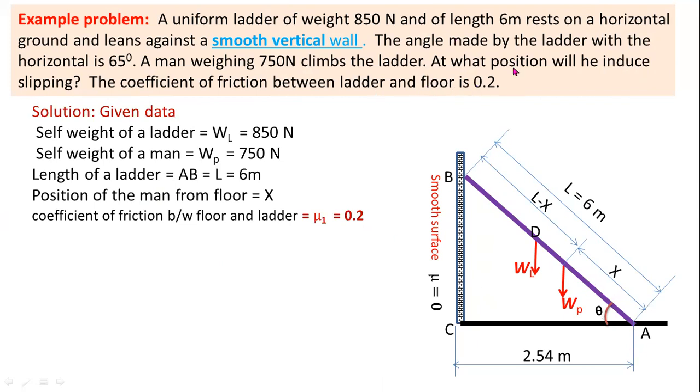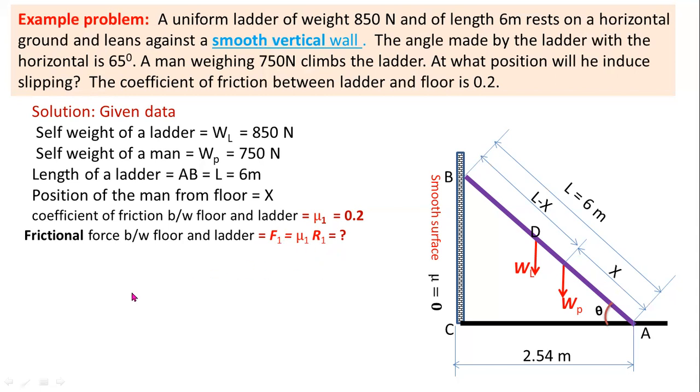Here this one is 0.2, the coefficient of friction between the floor and ladder, and F1 is the frictional force between the ladder and the floor. R1 is the reaction force at the floor. So F1 equal to mu1 R1 is the frictional force. You have to determine this value. After getting the reaction force R1, you can get the value of the frictional force.